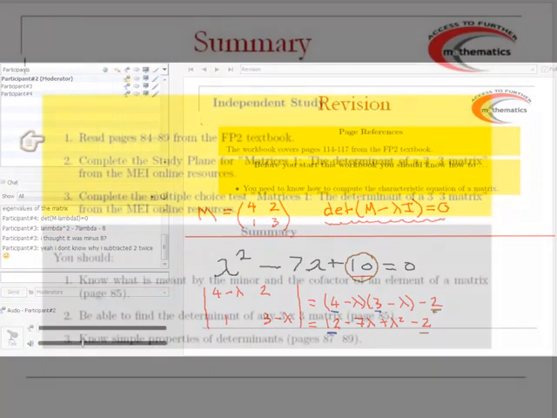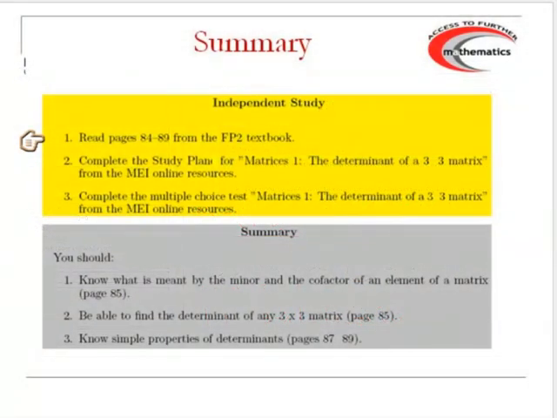At the end of each session, you'll get a summary of your tutorial. We've also covered pages 84 to 89, so I'd like you to have a read of those. On the MEI resources, there's a study plan on there for matrices 1, the determinant of a 3 by 3 matrix. So I'd like you to have a look at that because that will help reinforce what you've done today. Essentially, you shouldn't find that too demanding. And I'd also like you to complete the multiple choice test for matrices section 1. So now you should know what's meant by a minor and a cofactor, and that is dealt with on page 85 of the textbook.